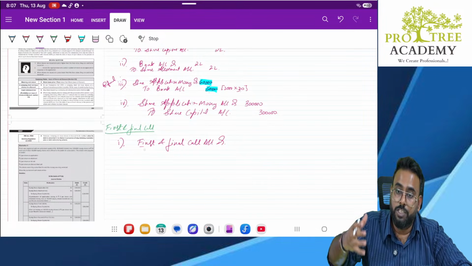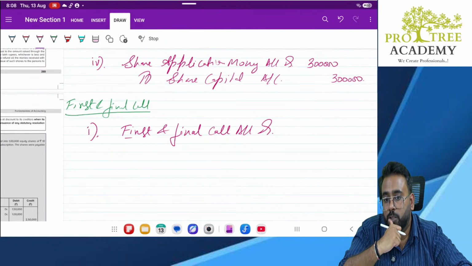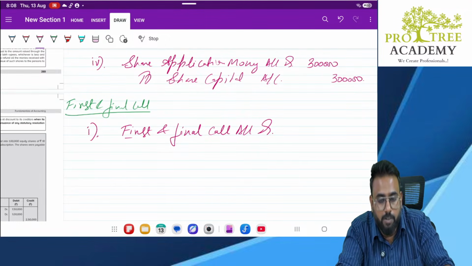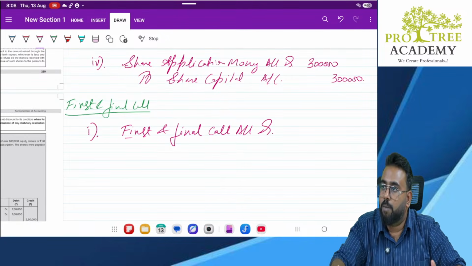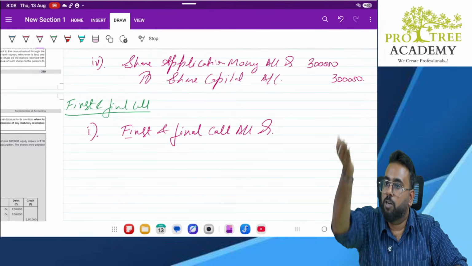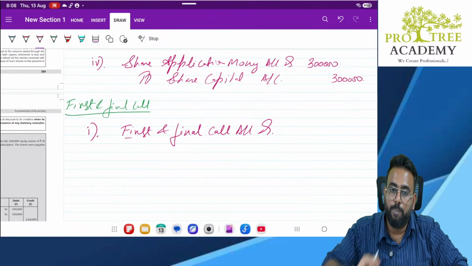When you have to receive the money on first and final call, what money is it? That money belongs to your share capital. Correct or no? So that money is nothing but your share capital. When you call for first and final call, your share capital should go up. If they pay the money, your share capital should go up, correct or no?